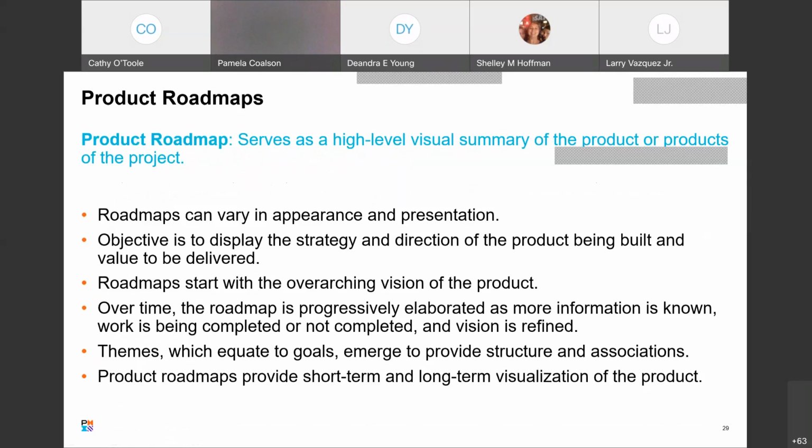Okay, something else that you need to understand and be aware of when you're executing your project is the product roadmap. And a product roadmap serves as a high-level visual summary of the product or products of the project. And roadmaps can be things that vary in appearance and presentation. The objective is to display the strategy and direction of the product being built and the value that will be delivered. Roadmaps start with the overarching vision of the product.